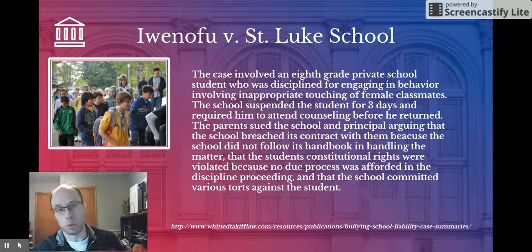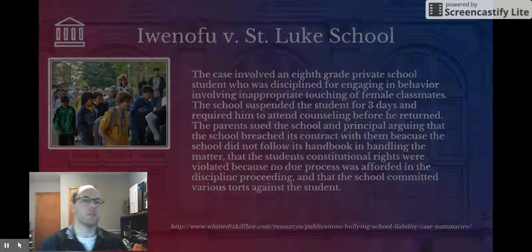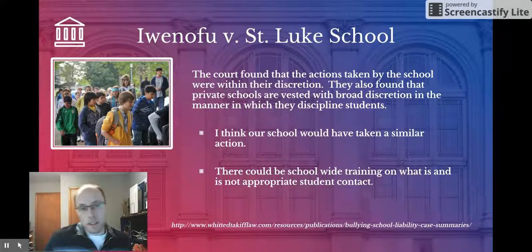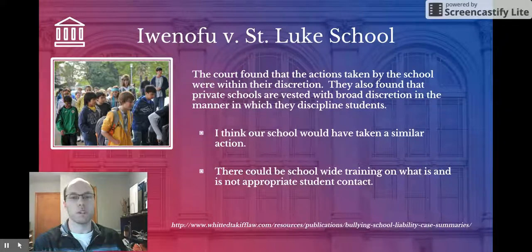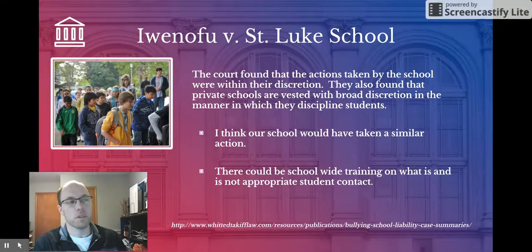The parents sued the school and the principal, arguing that the school breached its contract with them because the school did not follow its handbook in handling the matter, and the student's constitutional rights were violated because no due process was afforded in the discipline proceeding, and the school committed various torts against the student. The court found that the actions taken by the school were within their discretion. They also found that private schools are vested with broad discretion in the manner in which they discipline students.